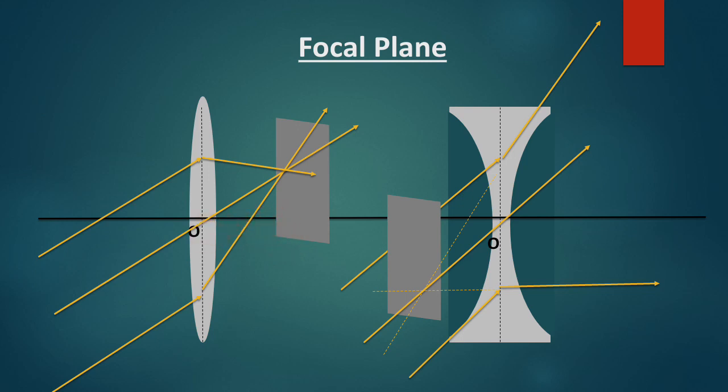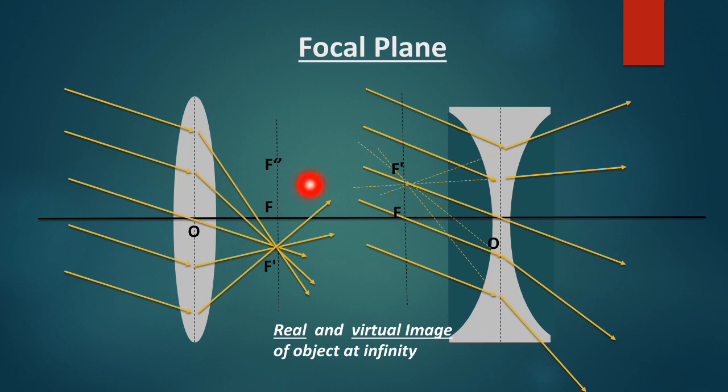Okay, and if rays are incident obliquely from any direction on the convex lens, all the rays will converge at a point, and all those points belong to this focal plane. Clear? So that means from any direction, if parallel rays are incident, we will get the point on this plane only. And that point is actually the real image of that infinite object. Clear?